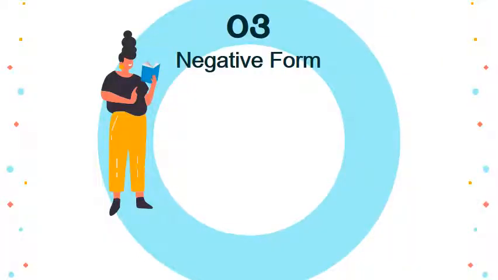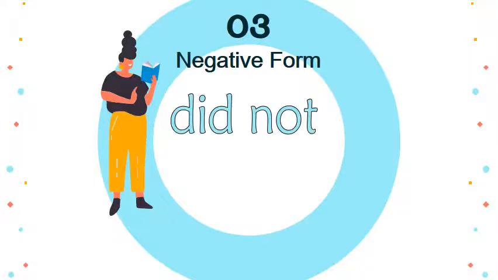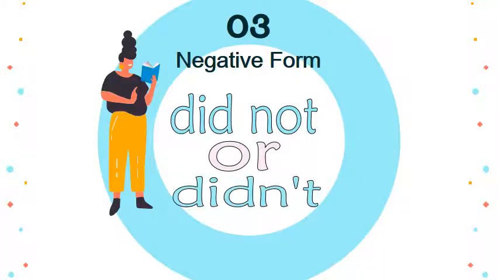Now we move to the third point in our lecture, which is the negative form. What do we mean by negative form? When we say negative, we mean not. It didn't happen. And in the past, to express the action in the negative form in the past, we have to use did not or didn't. One of them, did not or didn't.